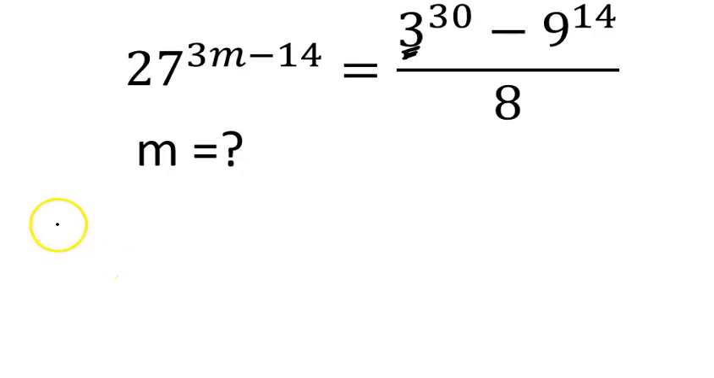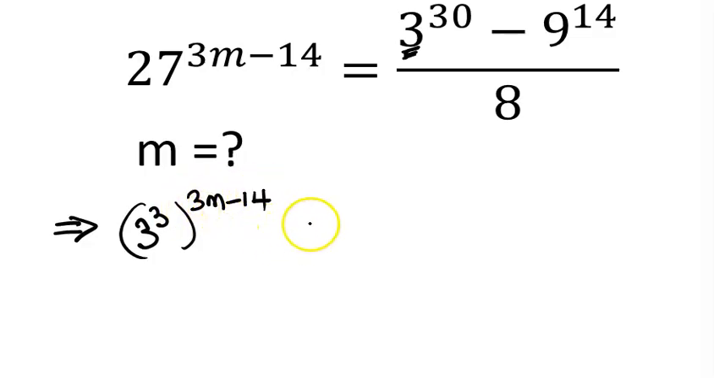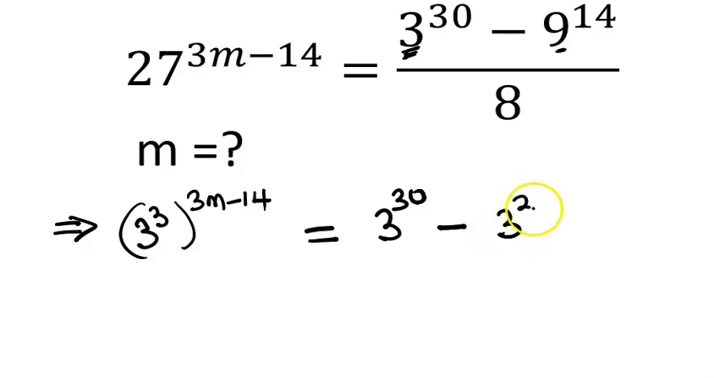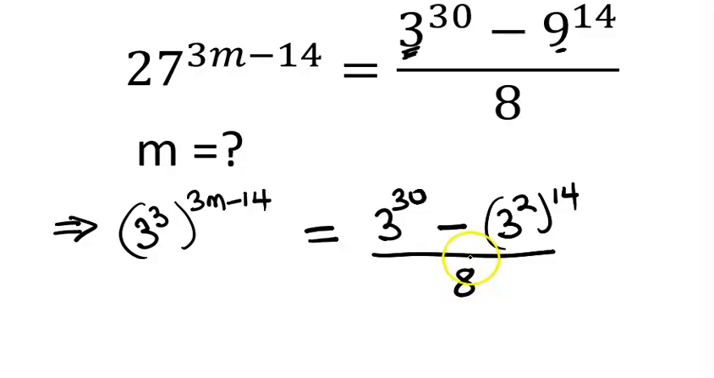So this implies that 27 can be written as 3 raised to the power 3, all raised to the power 3m minus 14, which is equal to, since the least base is 3, we will not do anything now, 3 raised to the power 30 minus 9 can be written as 3 raised to the power 2, all raised to the power 14, divided by 8.